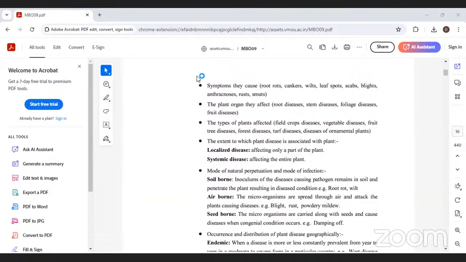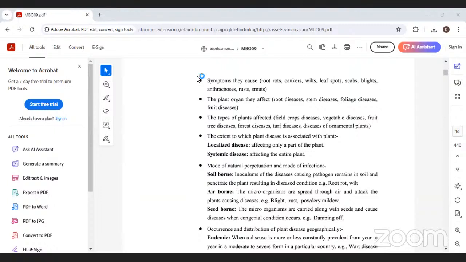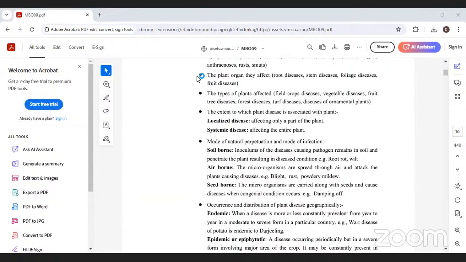Next one, mode of natural perpetuation and mode of infection. Another very important topic is the modes of perpetuation and modes of action. Natural perpetuation, mode of infection. Here I'll explain the different types: soil borne, airborne, seed borne, like this.